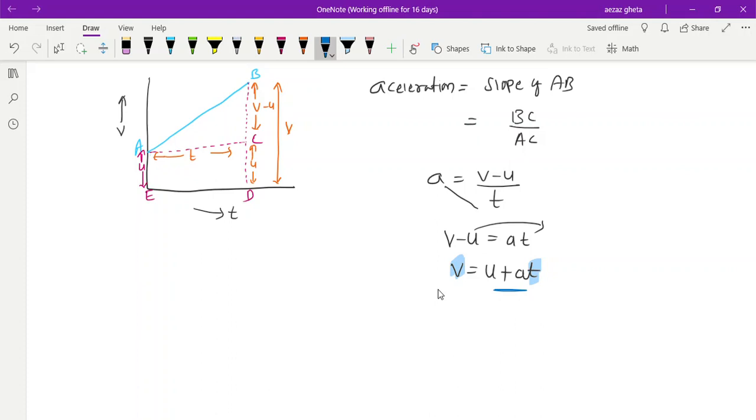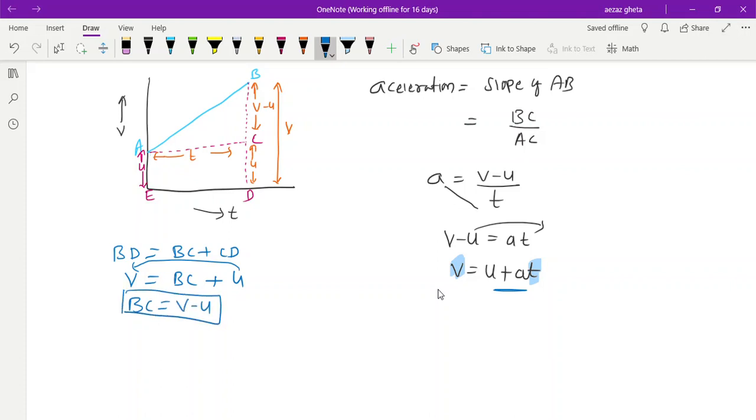Now some people wonder how BC is v minus u. For them, this is the explanation. BD is equal to BC plus CD, correct? BD is the total final velocity. BC I want to find, and CD is u. Now this is the object, A reaching B. That object has some initial velocity. If I take this u to the other side, I will get BC is equal to v minus u.